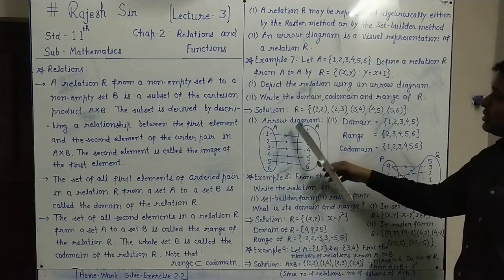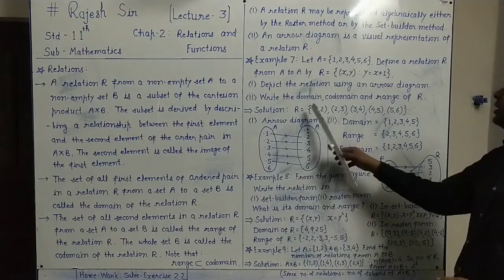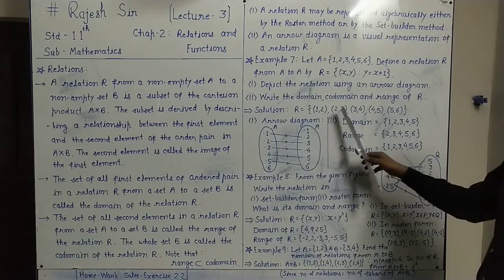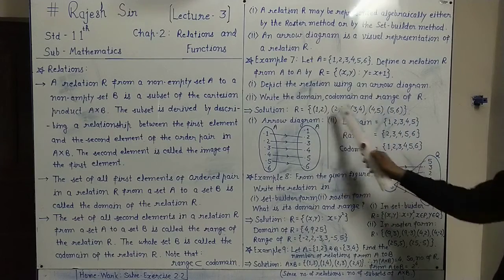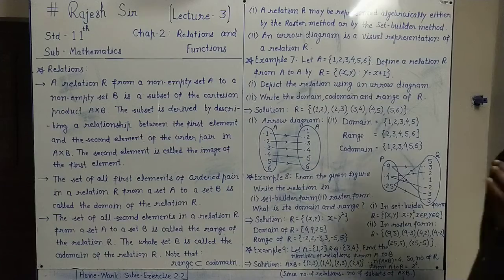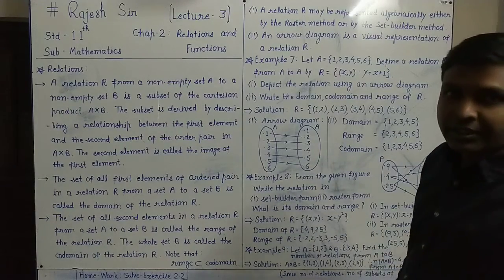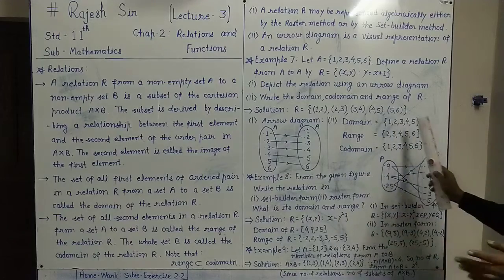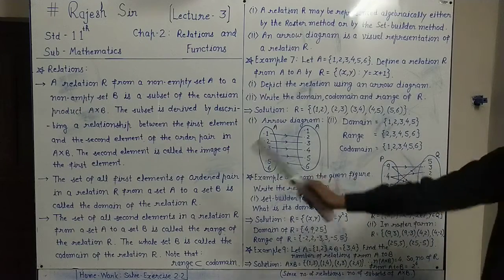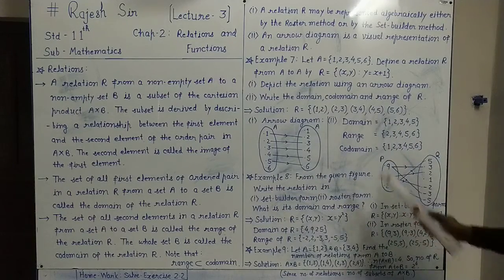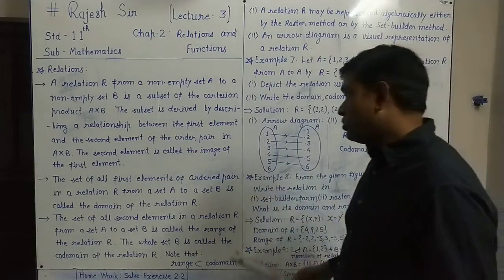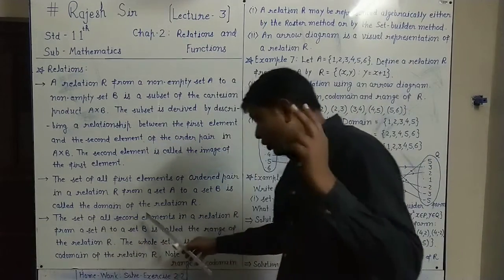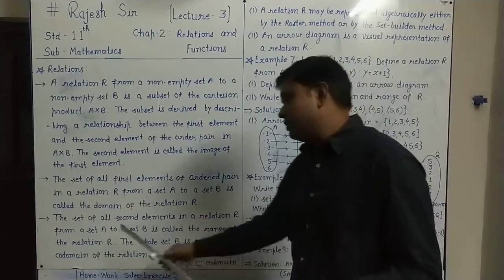So the first elements here in the relation are 1, 2, 3, 4, 5. First elements in all: 1, 2, 3, 4, 5. The set of these first elements, 1, 2, 3, 4, 5, is called the domain by the definition. Second, range. About that, the definition is the set of all the second elements in the relation.